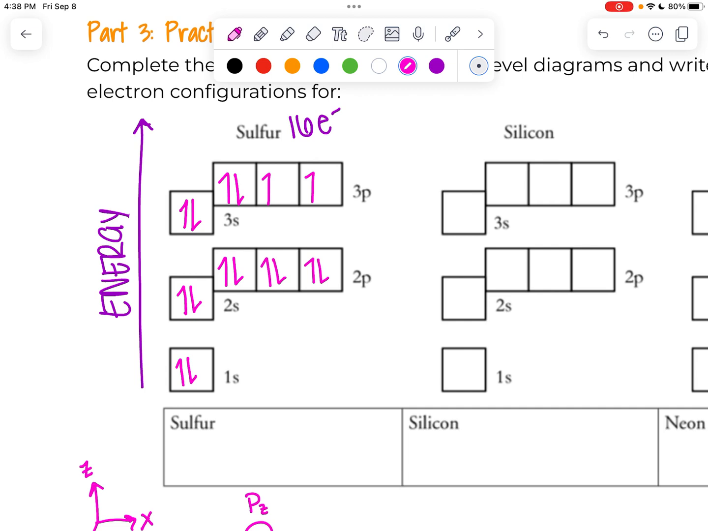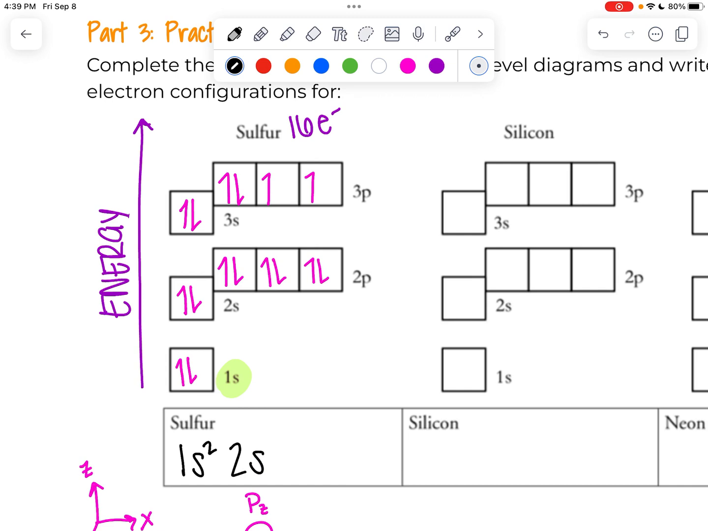So how can I take this ground state orbital diagram and turn it into an electron configuration? All I do is take my energy levels, my orbitals, and my number of electrons and write them out in order of increasing energy. So again, I start at the bottom. My orbital lowest in energy is 1s, so this must be what I write first. How many electrons are in this orbital? 2, as dictated by my picture.